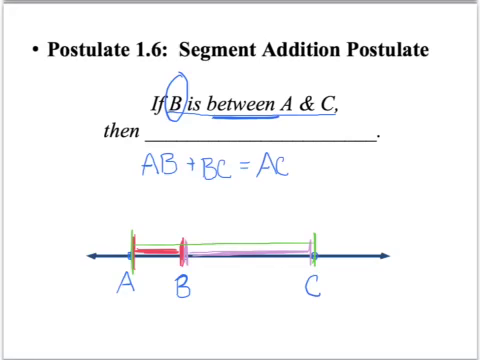Okay? And hopefully that makes sense. And to denote length or distance, you're using just the points themselves, but without a bar on top. It's the length from A to B plus the length from B to C equals the length from A to C.